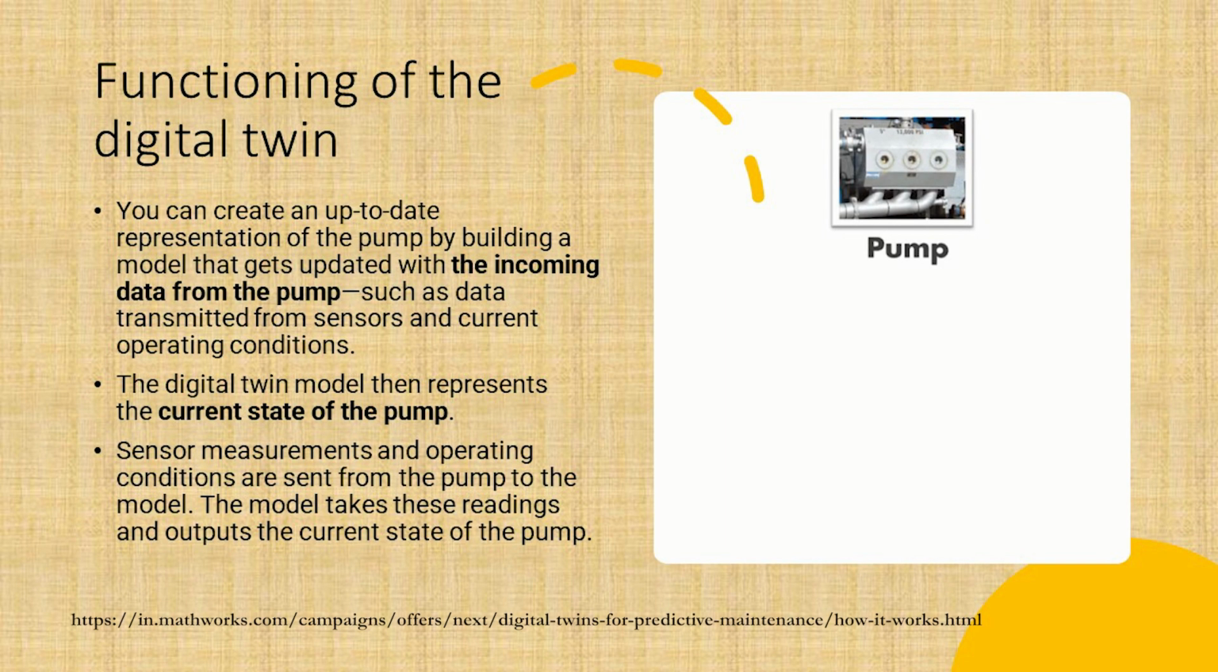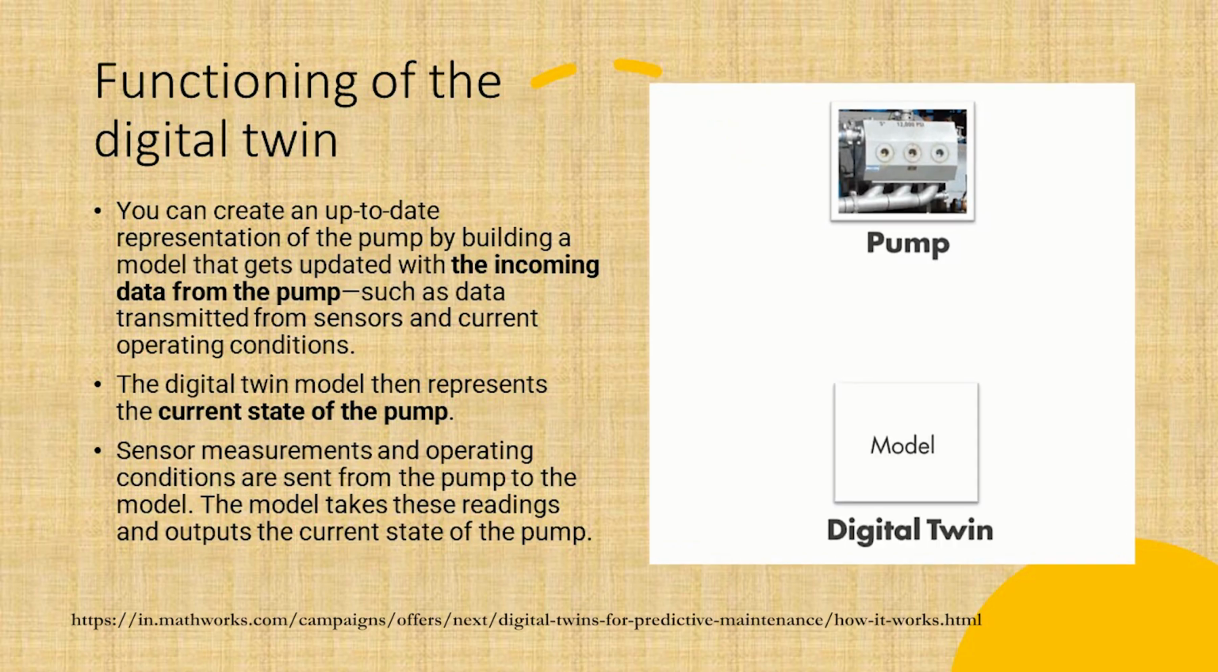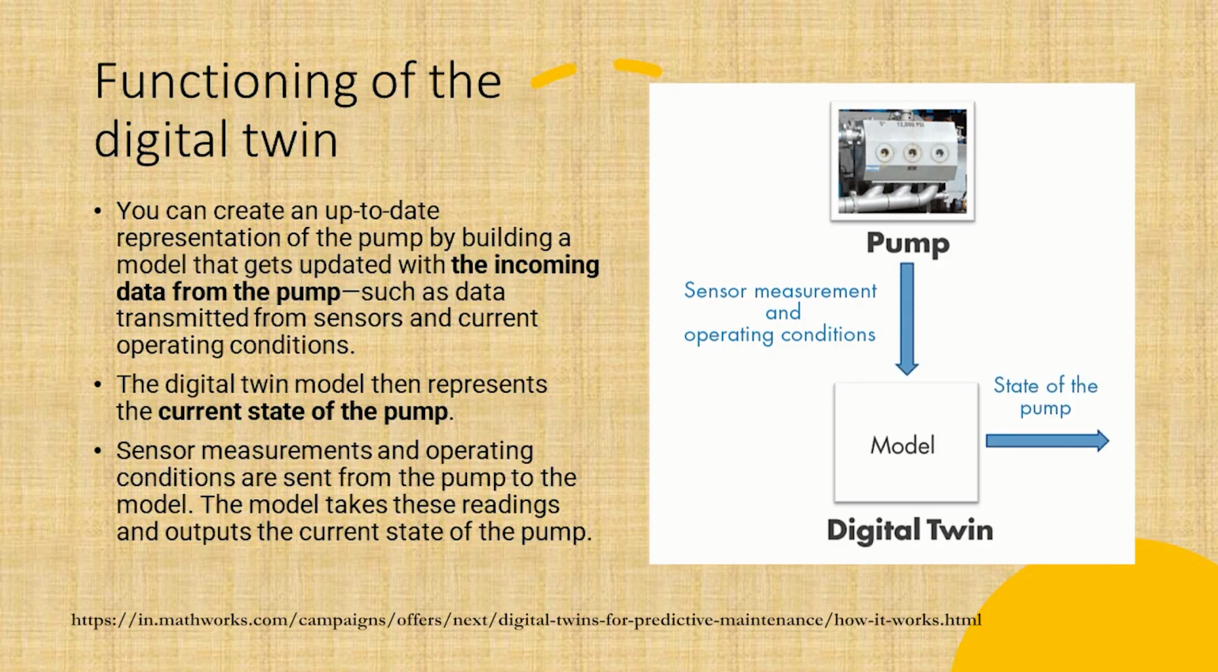What you can do is create an up-to-date representation of the pump by building a model that gets updated with the incoming data from the pump, such as data transmitted from sensors and different operating conditions. A digital twin model represents the current state of the pump. Sensor measurements and operating conditions are sent from the pump to the model, and that is used to update the state of the pump. Everyone follows? So, this pump has some sensors and the sensor data is collected, sent to this digital twin model and that tells you the state of the pump.